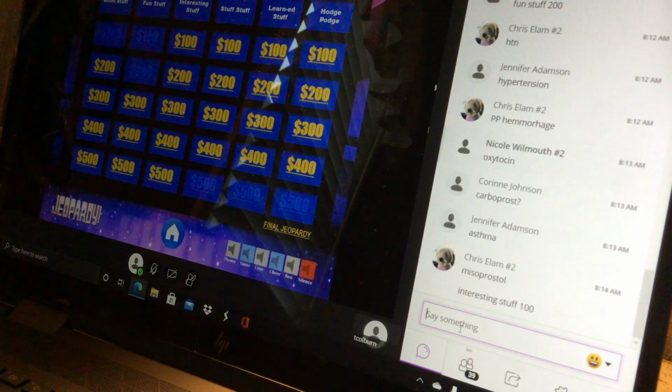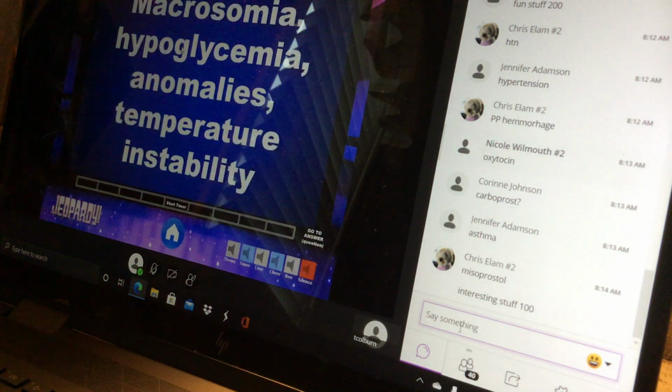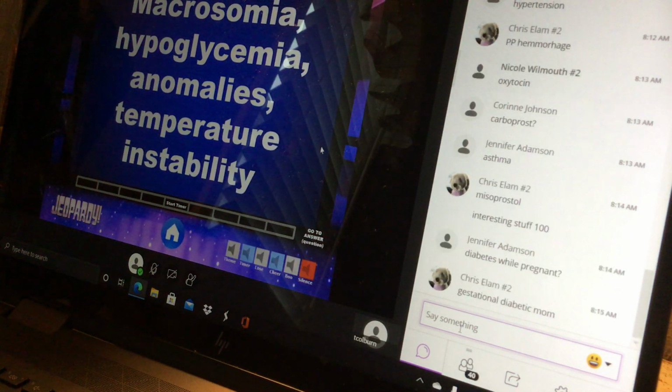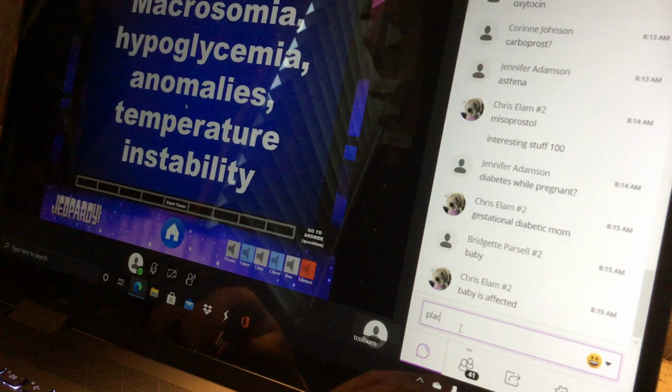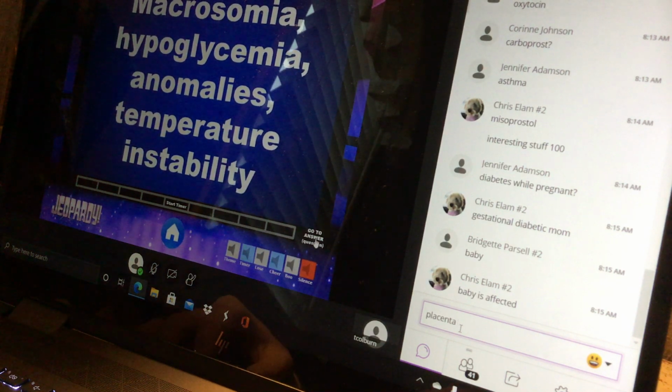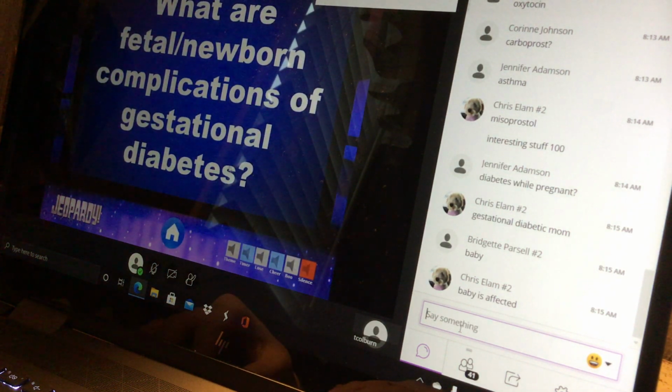Anybody? Interesting stuff for 100. Macrosomia, hypoglycemia, anomalies, temperature instability. What do these things have in common? What are they referring to? So diabetes while pregnant. So who is affected? Yeah, this is the baby. So this is the fetal or the newborn complications of gestational diabetes.